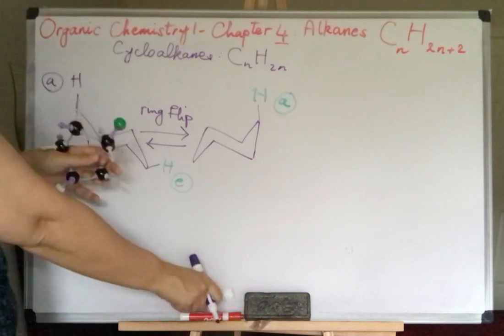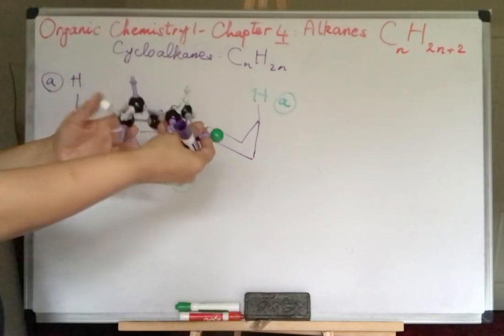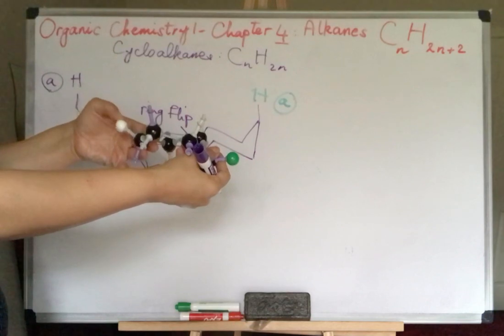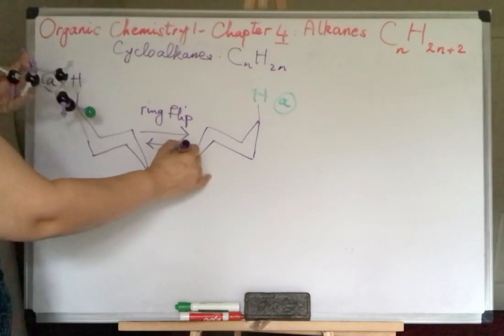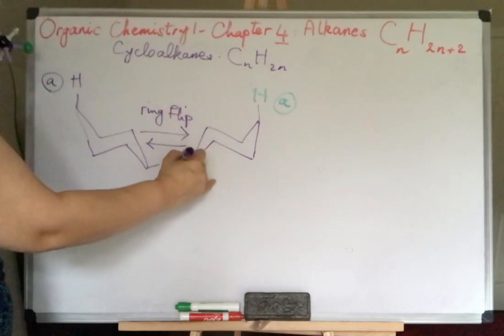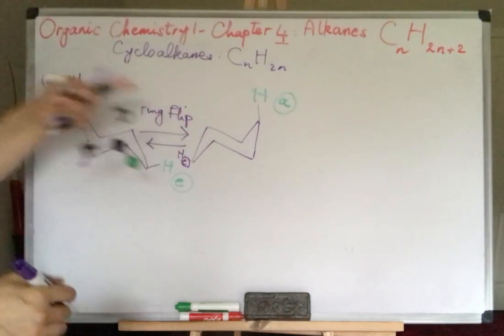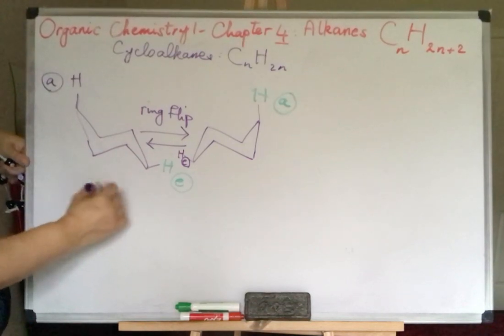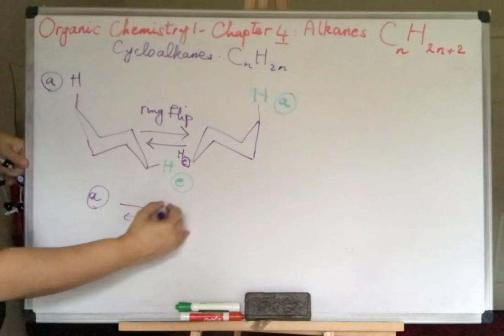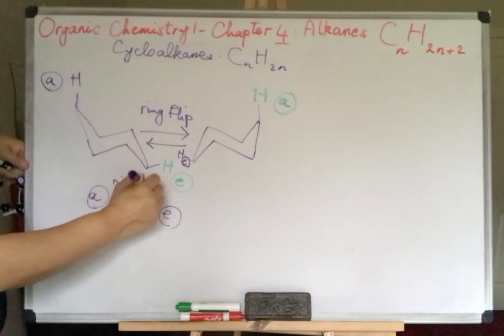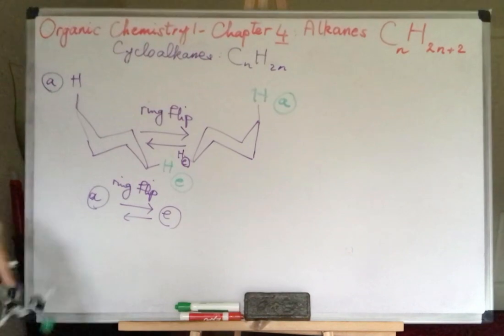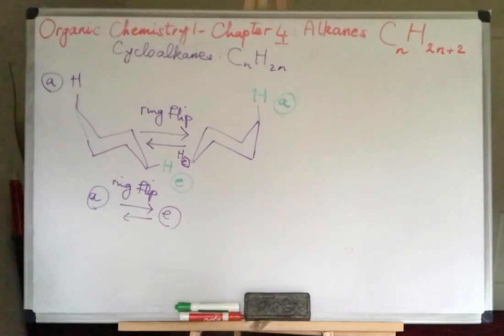And what just happened to our axial? You see, it changed to the equatorial position, equatorial up. So now our hydrogen changed to equatorial. So by ring flip, axial changes to equatorial and vice versa. That's important to know, and how to determine and recognize them. That's very important to know.